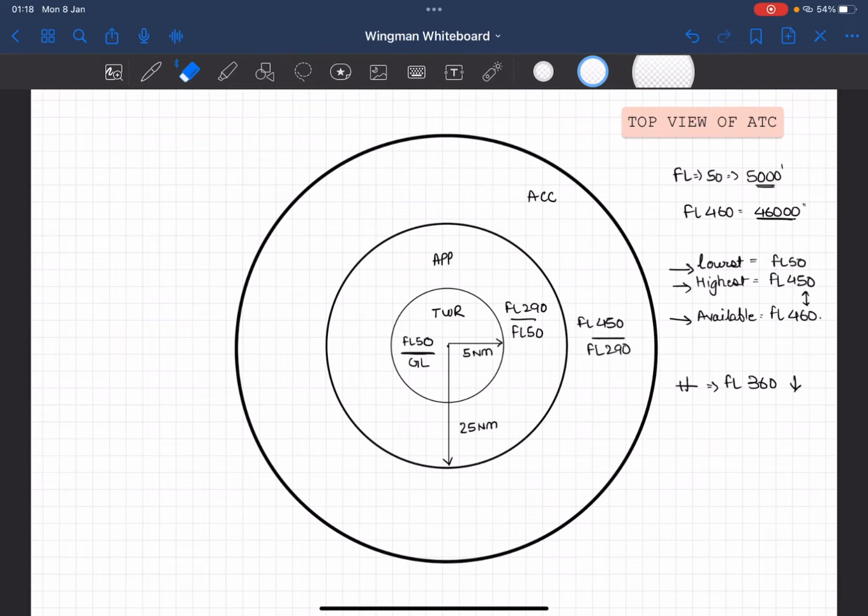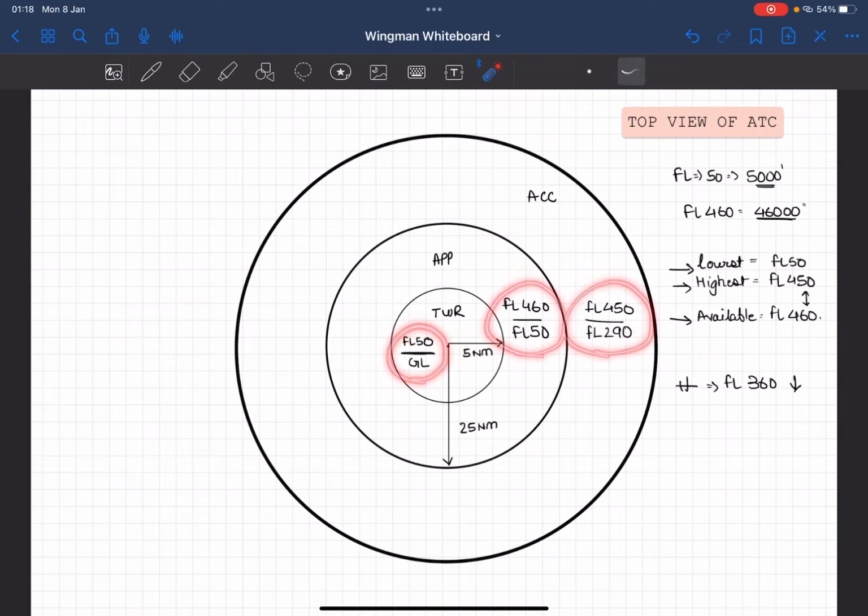Now sometimes you will not have things written like this. You will probably have something written as flight level 50 to flight level 460, and this will be written as flight level 290 to flight level 450. Now take a moment and think and tell me, what do you think this means?